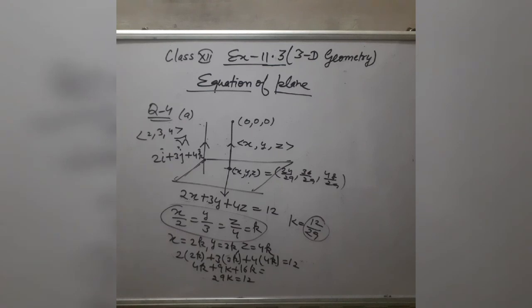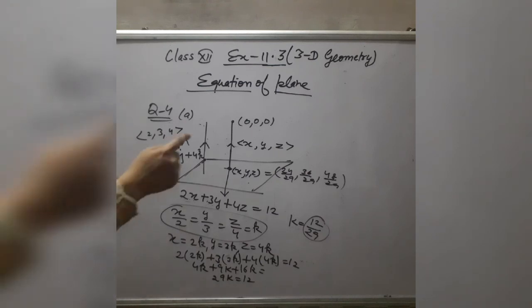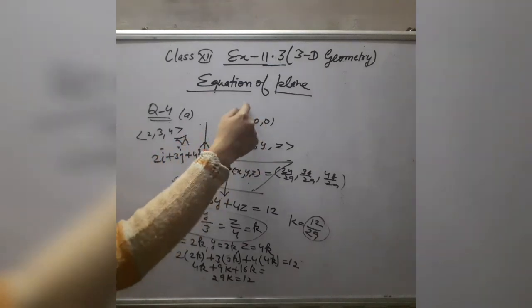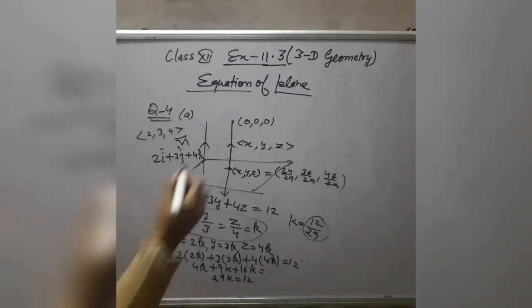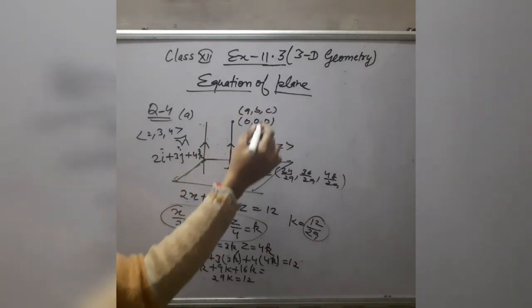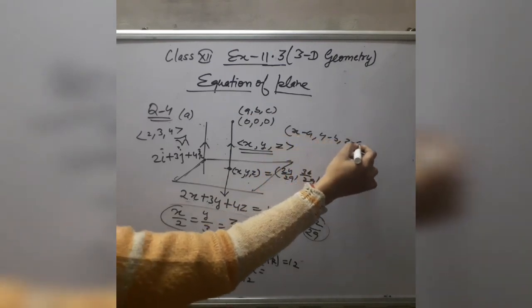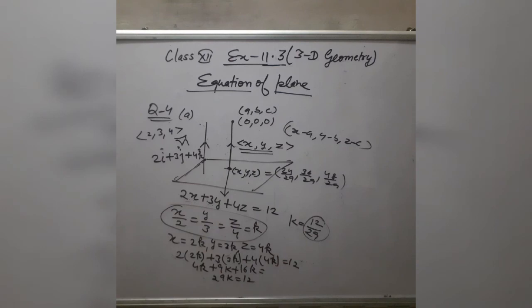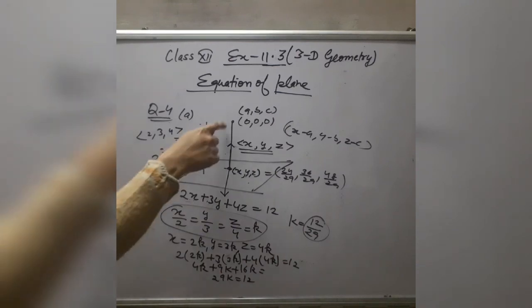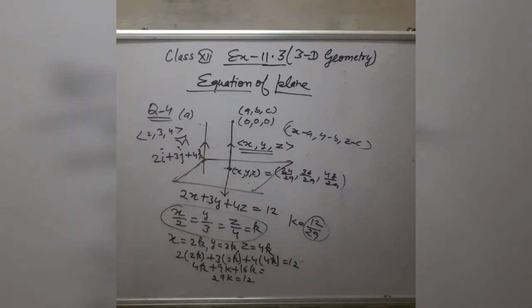So in this way, if any other point is given to you in place of 0, 0, 0, suppose this point is (a, b, c), in that case the direction ratio will be x - a, y - b, z - c. The other process will be the same. So in this way, if in place of the origin any other point is given to you, in that case also you can find out the foot of a perpendicular.